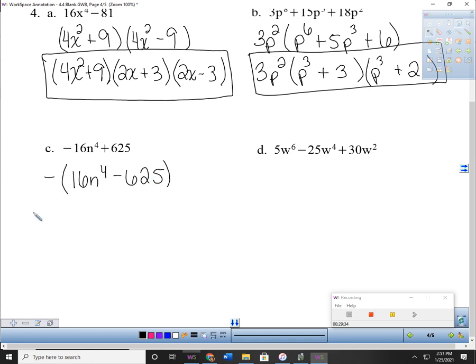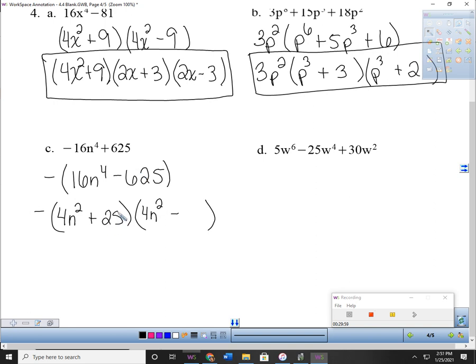So I know that I can factor this into two binomials because I've got a minus sign there. So that gives me a plus and a minus. The square root of 16n to the 4th is 4n squared, and the square root of 625 is 25.